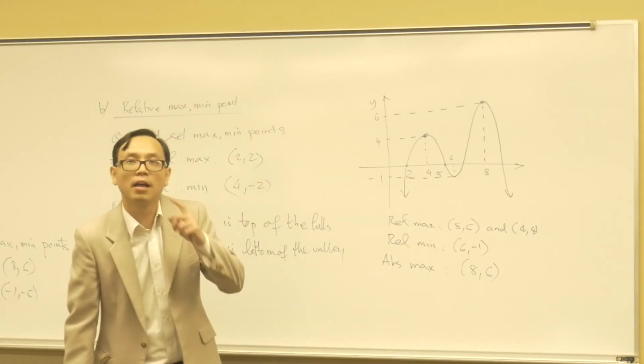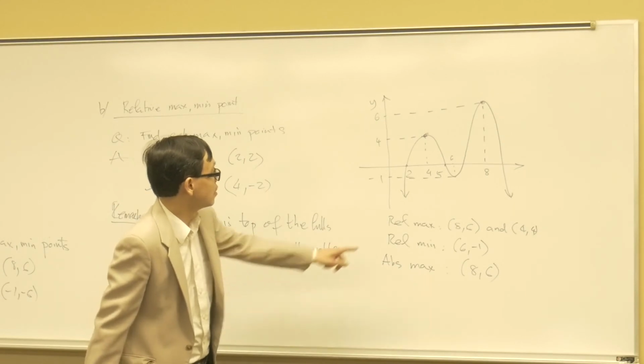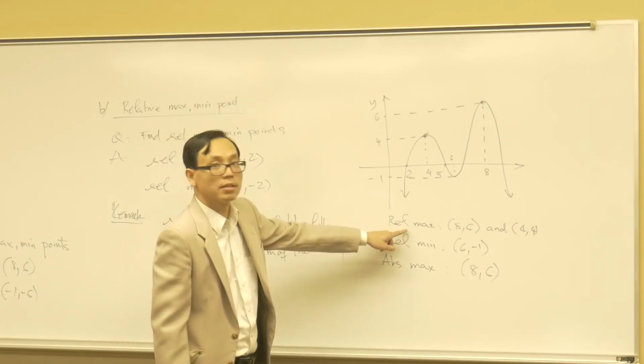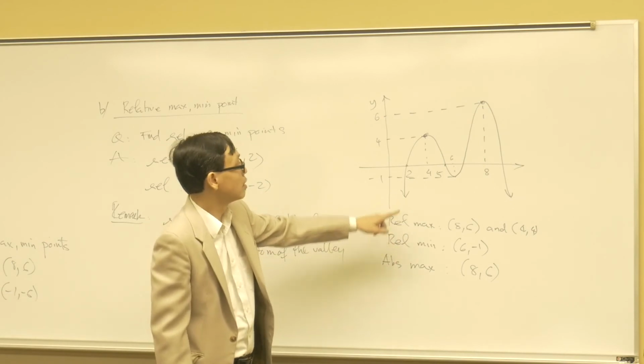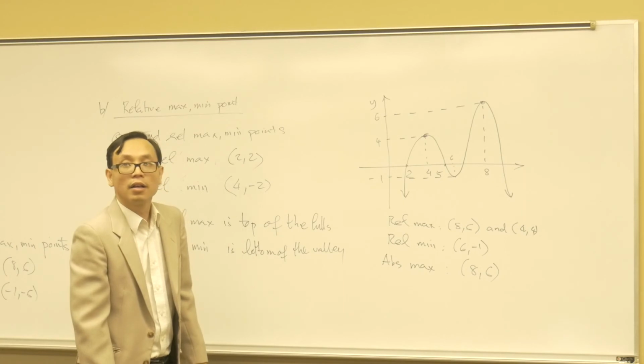Can you have 2 relative max? If they're the same height, maybe yes. We do have 2 relative max, the top of each hill. But what if the first one, 8, 6, is higher?